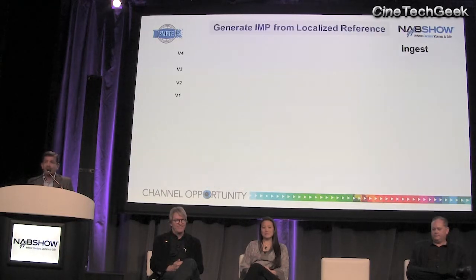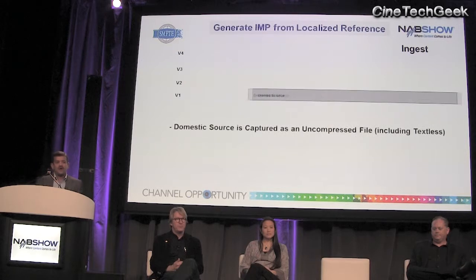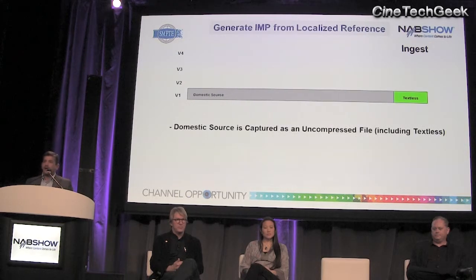So I'm going to try and utilize an editorial timeline example. In the case where we actually do have a localized reference, we go ahead and ingest our domestic source. All of our workflow is based around capturing our domestic material as well as our inserts in an uncompressed format. We are big proponents, and that ties in nicely with the IMF effort, of a JPEG 2000 mathematically lossless model. So we capture our domestic source.